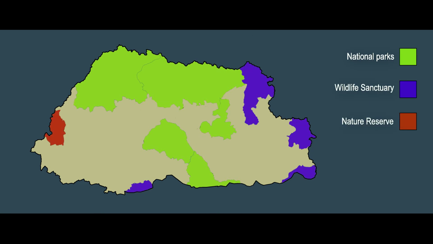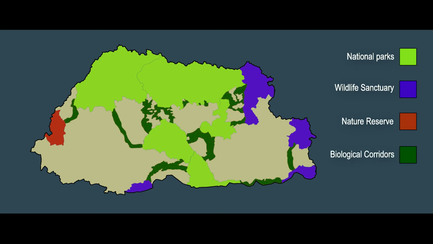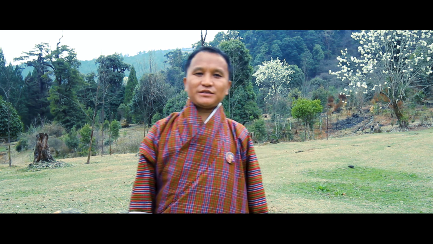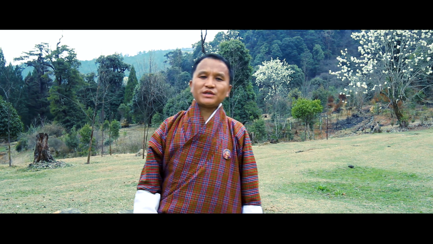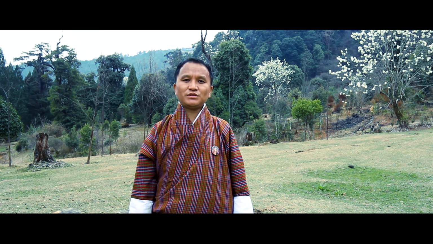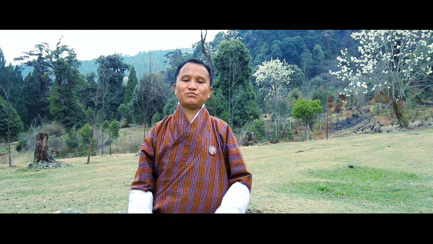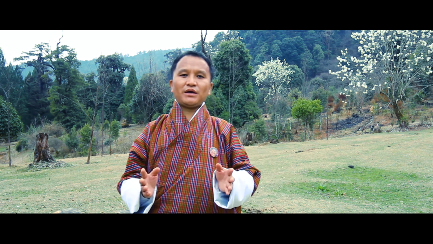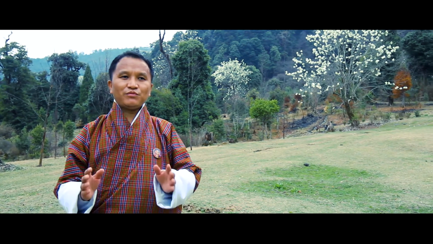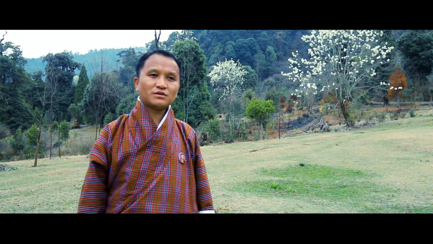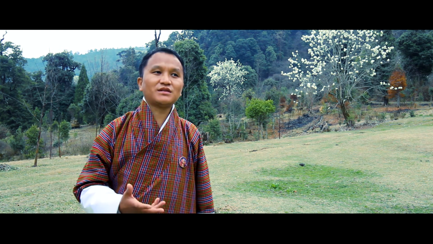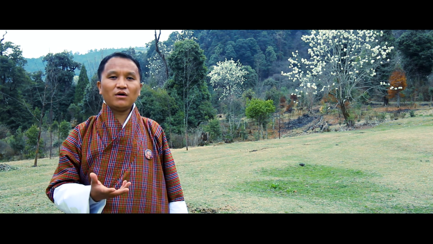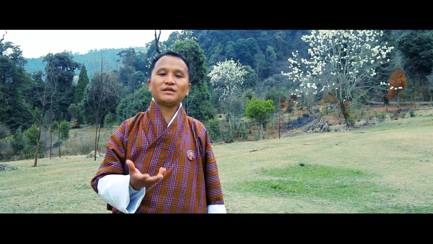What's so unique and interesting about these protected areas is that they are being connected by a network of biological corridors. After having looked at some of the protected areas, wildlife sanctuaries, nature reserves that we have in Bhutan, these protected areas are connected by the biological corridors. But before we look at the importance of biological corridors, let us try to understand what are the importances of parks, wildlife sanctuaries and nature reserve.